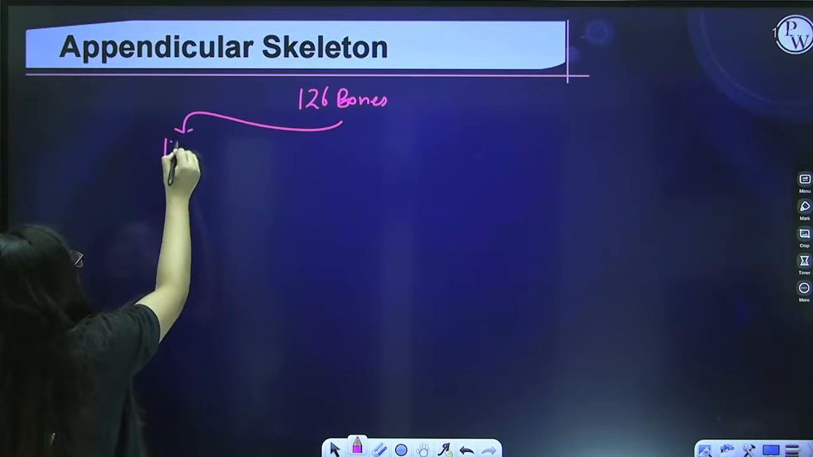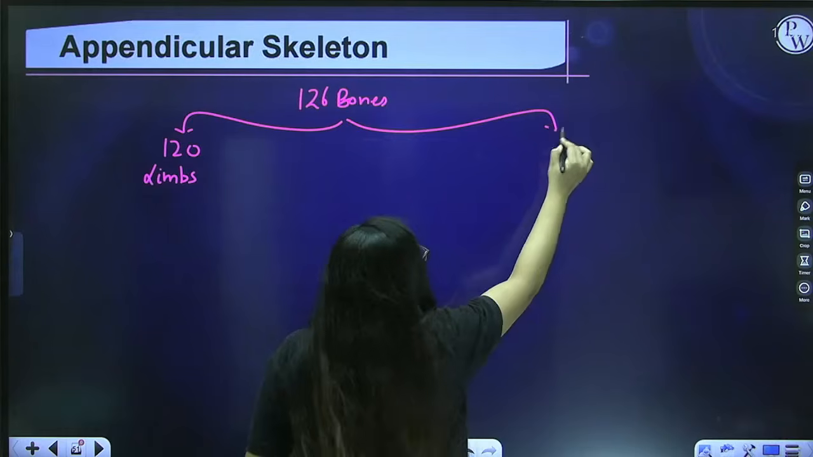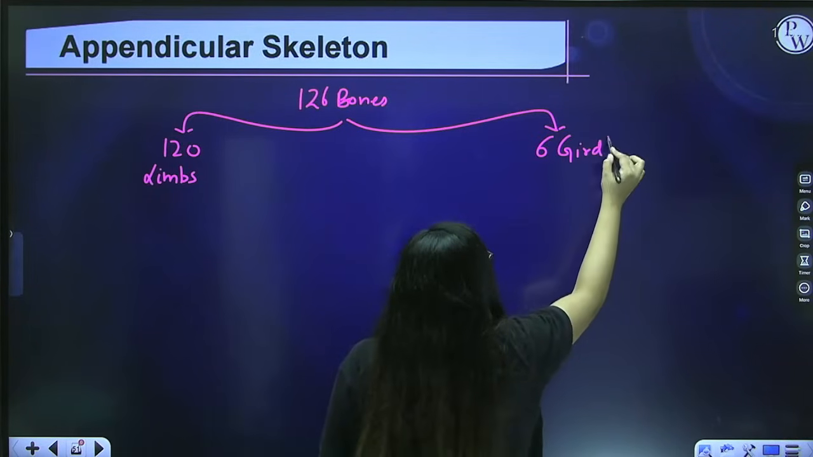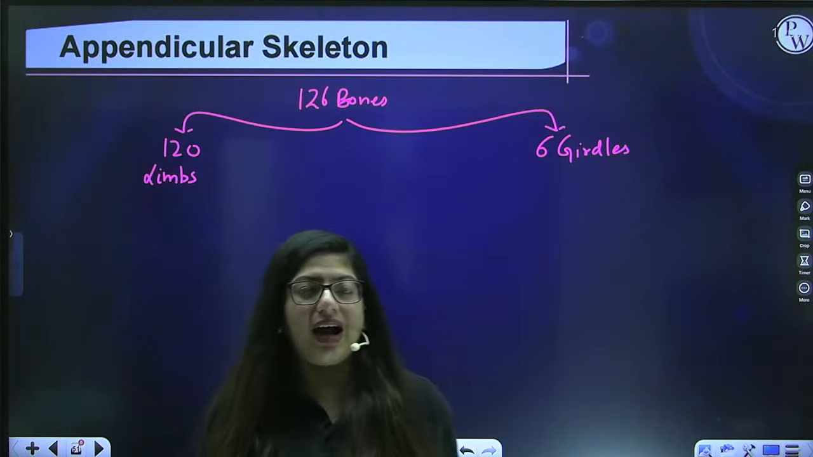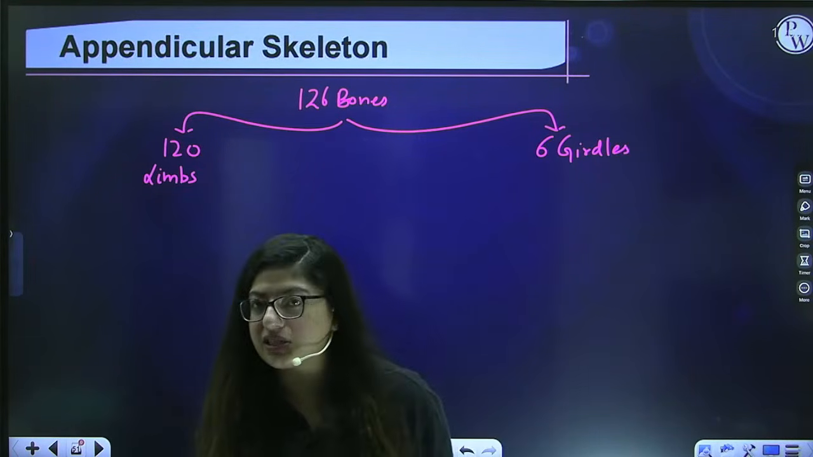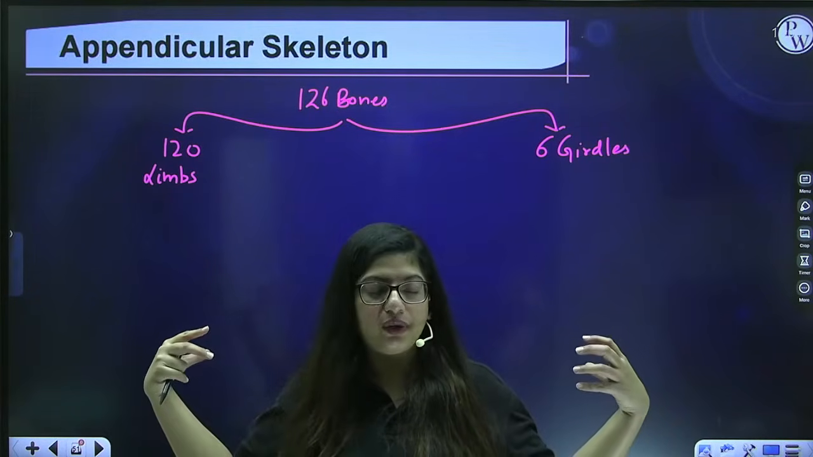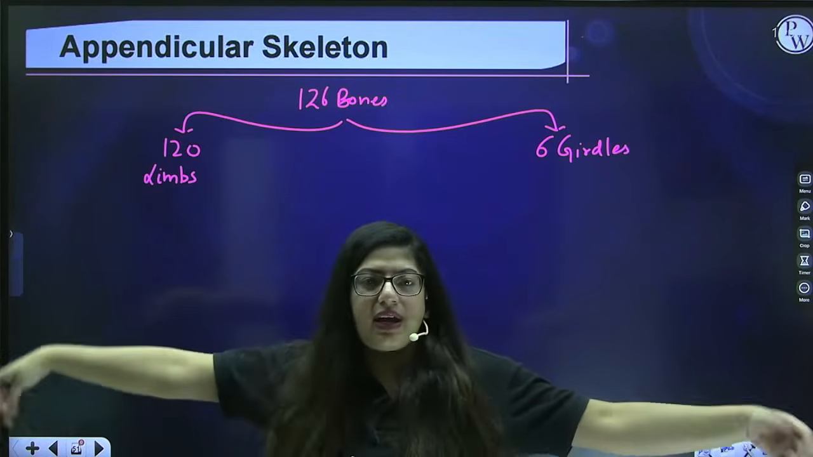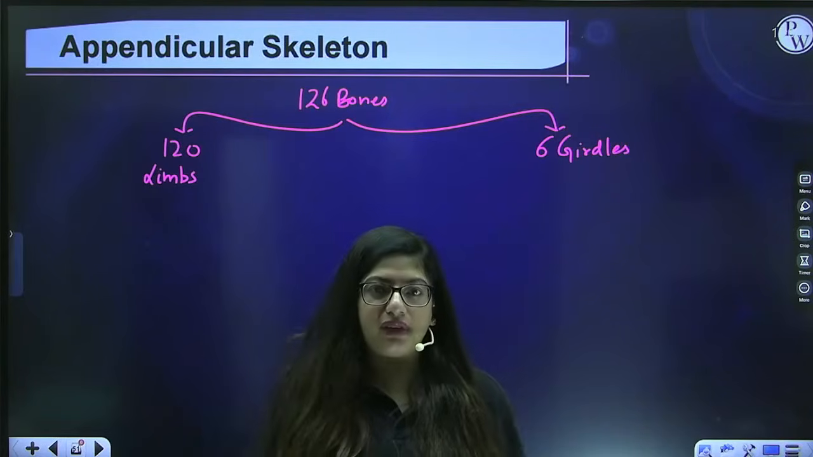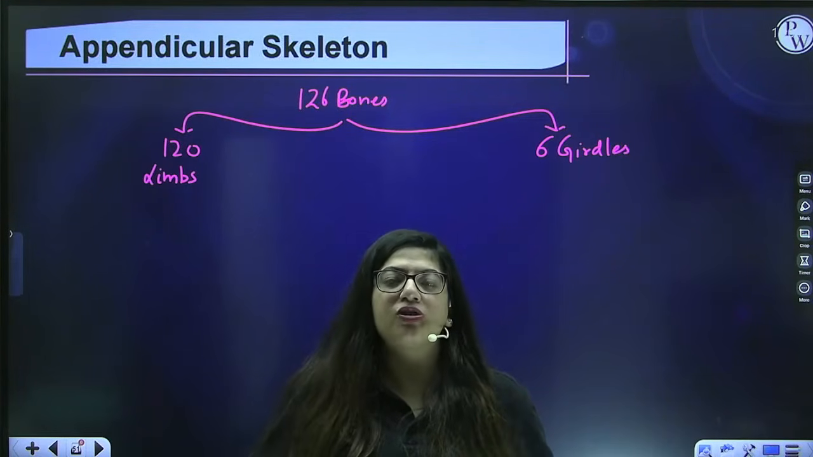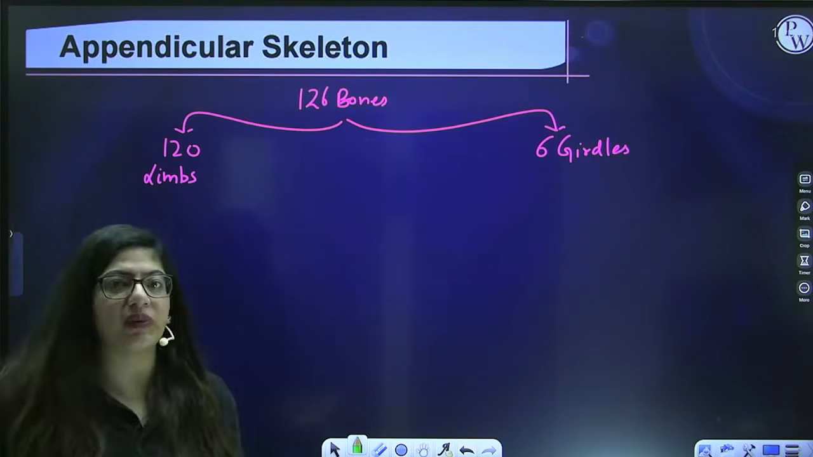Out of 126 bones, 120 are part of the limbs, and 6 bones are part of girdles. Okay, so what are girdles? Girdles are those parts of your skeletal system to which your appendicular skeleton, or you can say the limbs, attach. Limbs can't just hang like that. They need something to get attached to, or in the case of the lower limbs, the hip is the portion where your lower limbs get attached. So for that attachment, we need girdles.